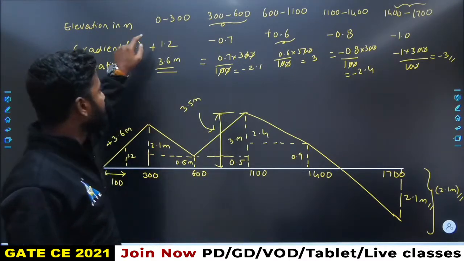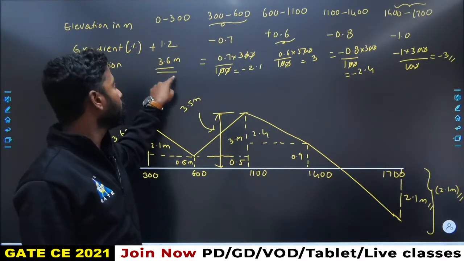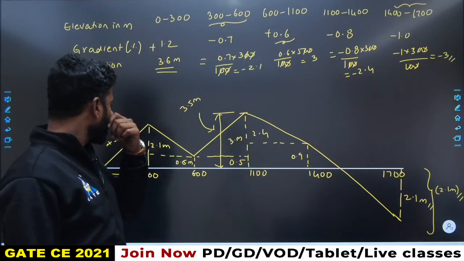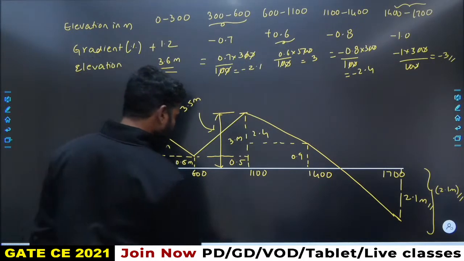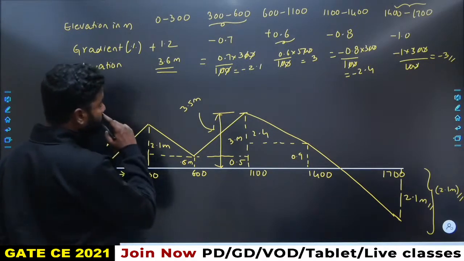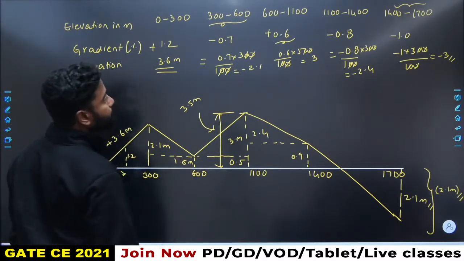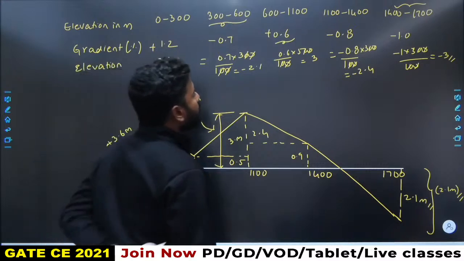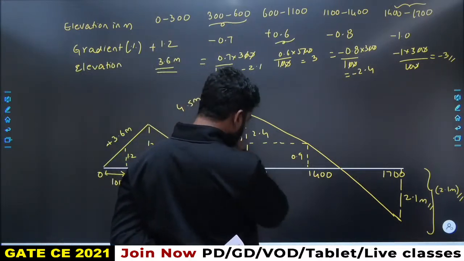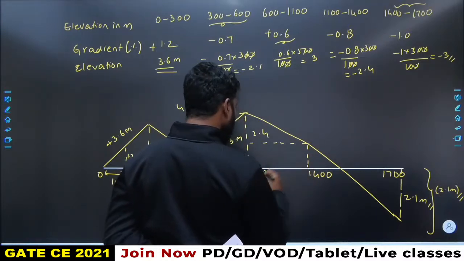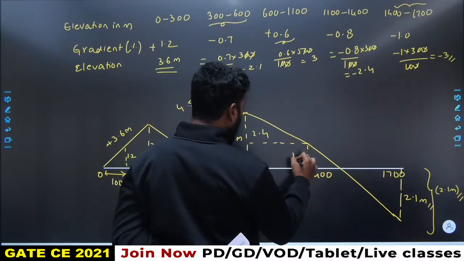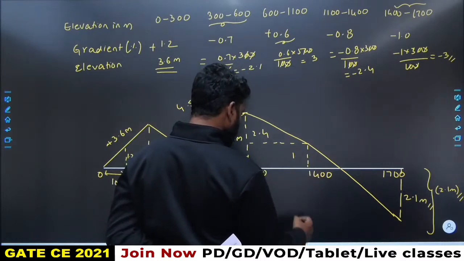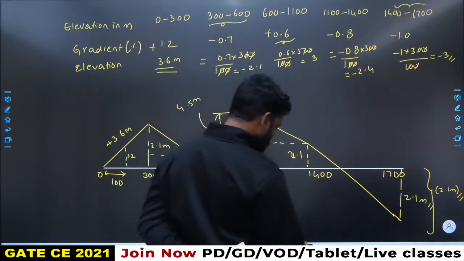What you have to do is, the percentage gradient is given to you. Find out the elevations, 3.6 meters elevation. This is 3.6 minus 2.1. Sorry, don't do calculation mistakes. 1.5. 1.5 plus 3, 4.5. 4.5 minus 2.4 is 2.1. If this is 2.1, this is 0.9.